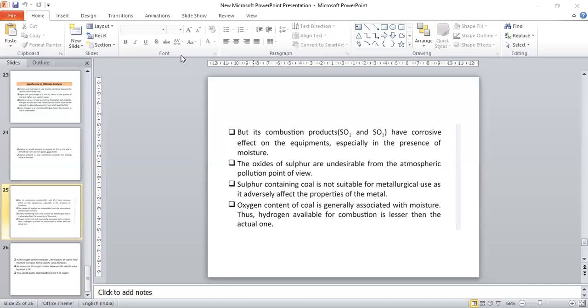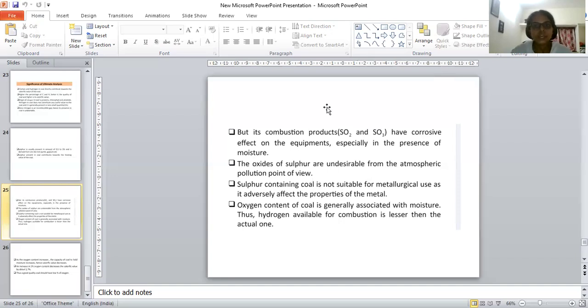The oxides of sulfur are undesirable from the atmospheric pollution point of view. Sulfur-containing coal is not suitable for metallurgical use, as it adversely affects the properties of the metal. And next, oxygen.